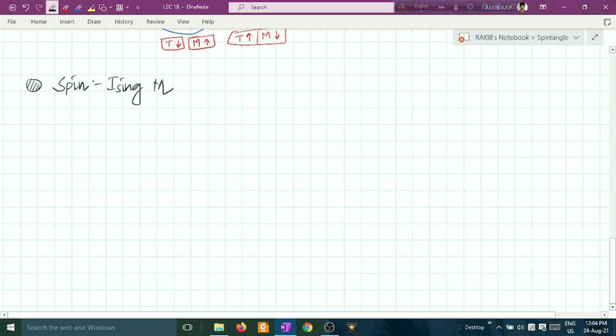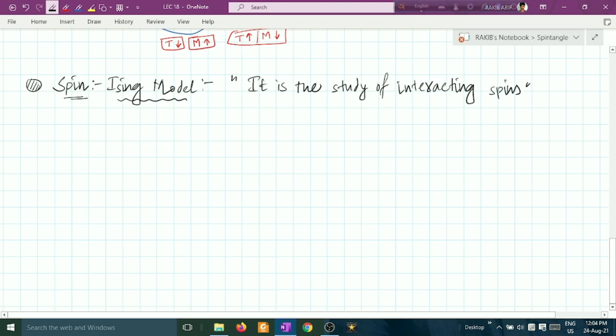Spin concept of Ising model. What does the Ising model do? The Ising model is the study of interacting spins. Okay, so let's check this thing.